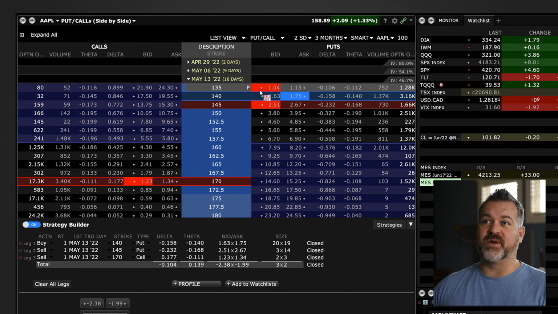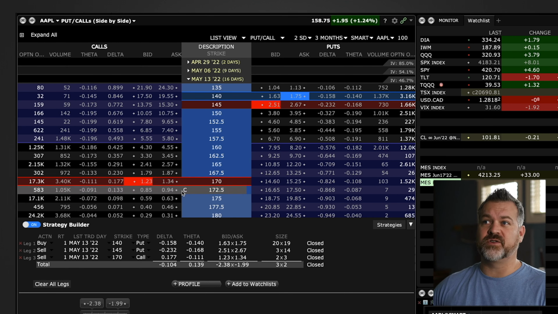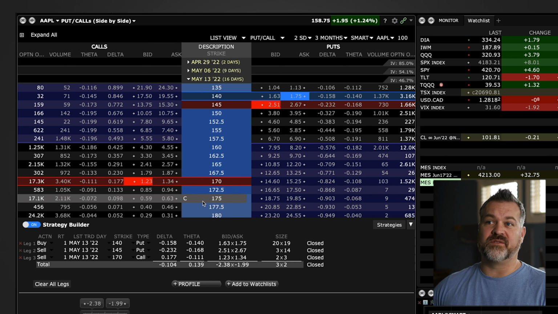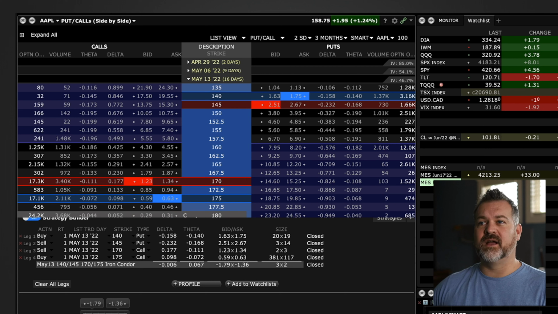The next component of this is to say, well, this is a $5 wide spread, so I should have equal risk on both sides to make this a neutral trade. And I'm going to put a $5 wide spread on this side. So I'm doing a bull put credit spread and a bear call credit spread on the same underlying. So if the stock is trading above 175, my max cost to buy out is going to be $500.